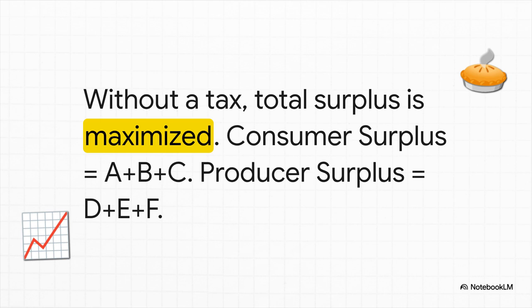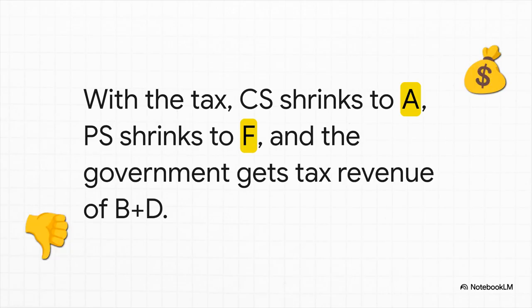All this area up top, A, B, and C, that's the value consumers get. And the area down below, D, E, and F, that's the value for producers. The whole economic pie is as big as it can possibly be. It's efficient. But then we add a tax. And look what happens. The very first thing is that the quantity sold drops. Fewer deals are being made.